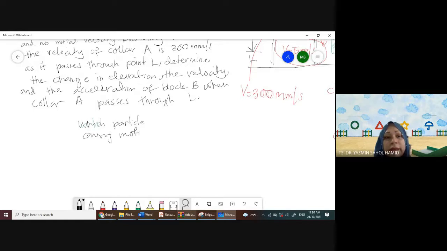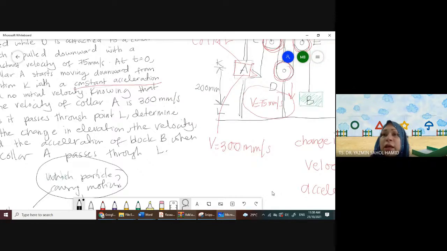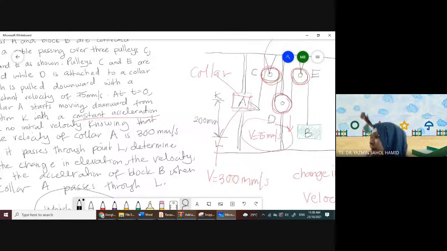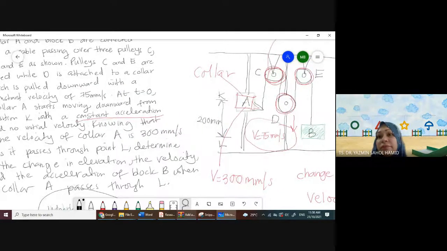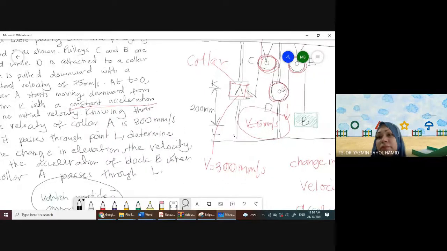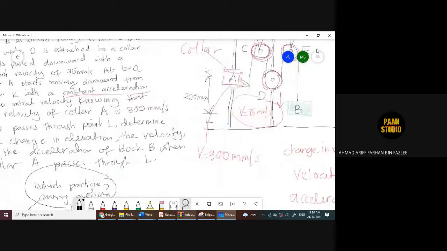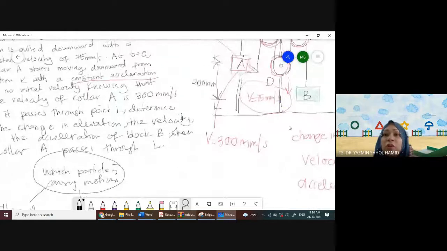Okay, all right, good. So my question here: which particle is causing motion? Is collar A having motion? Yes. Okay, now is pulley C having motion? No. Okay, why no?